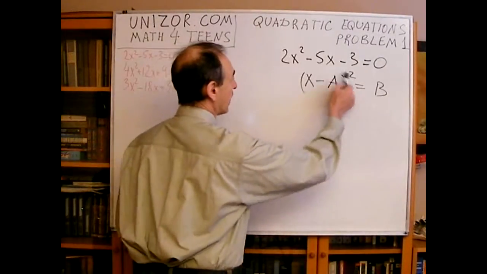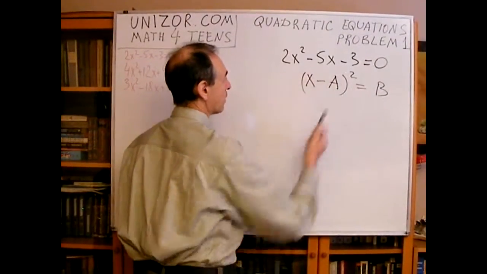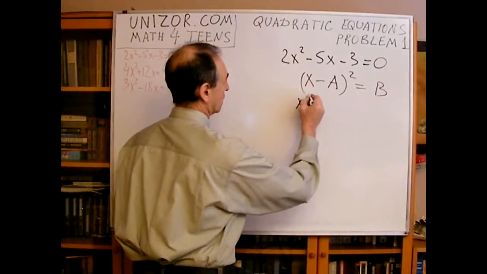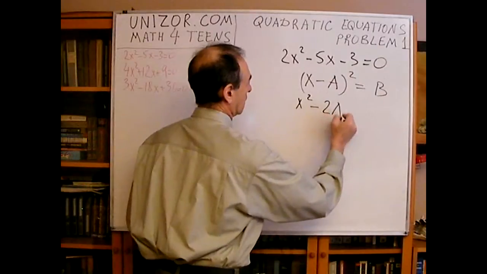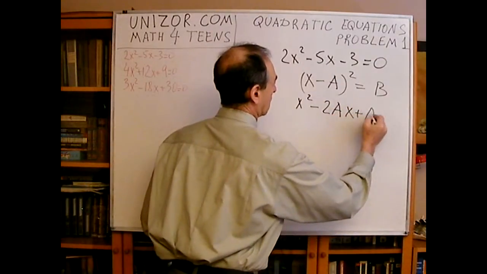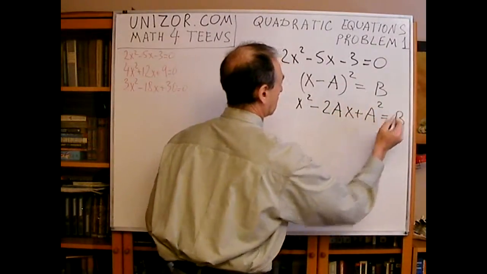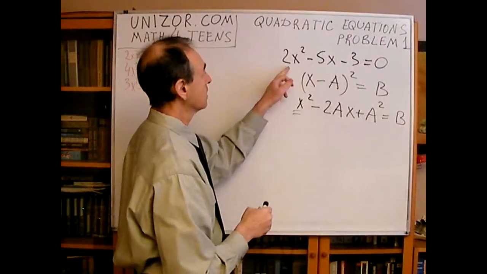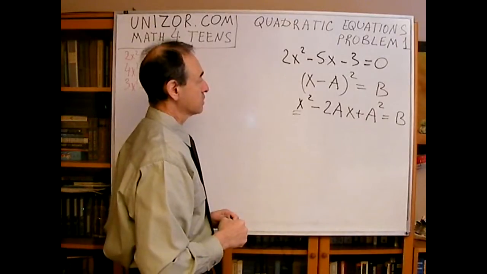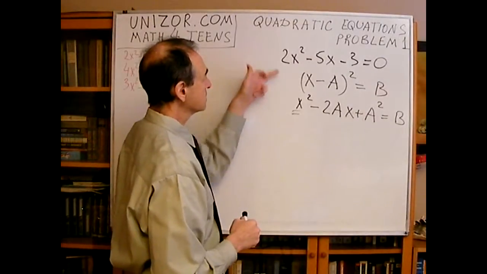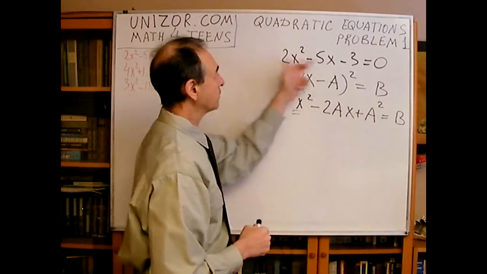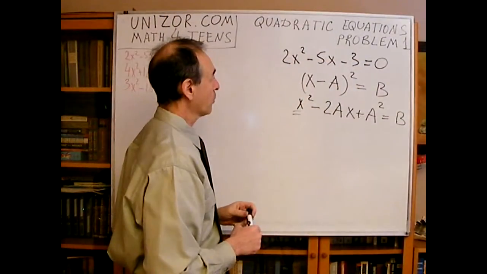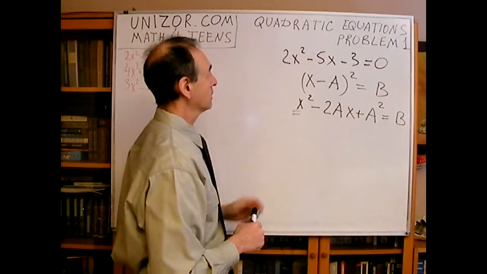So I would like to have something like x minus a squared. Well, first of all, the coefficient with x squared is 1, and this is not. This is 2 in this particular case. So to represent this in this form, first of all, I have to divide everything by this coefficient with x squared to have it 1.